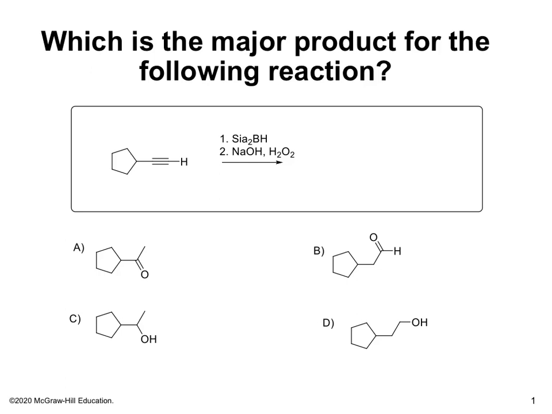Welcome to chapter 12. We're going to do more oxidation reductions that weren't included in part 1. Here we have an alkyne, and this is actually review, right? So we have this alkyne and we have this, what's diisoamyl?